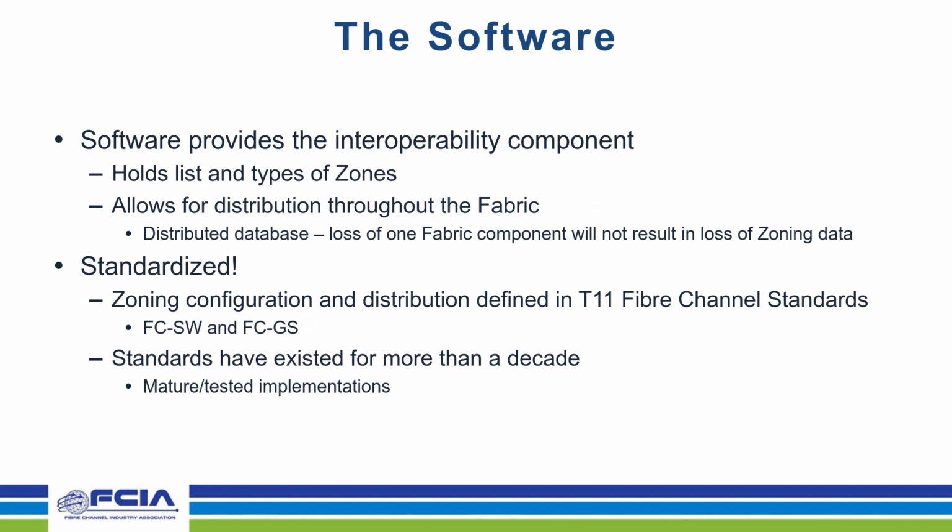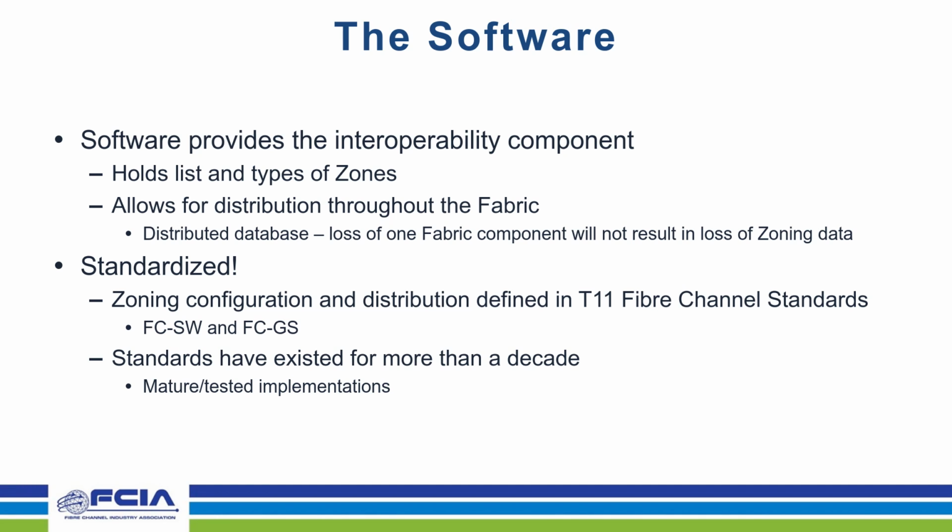Of course, with all hardware, you need to have the software component as well. And the software component provides the interoperability. It holds the lists of zones in a zoning database, and it allows for the distribution of the zones throughout the fabric. And in Fibre Channel, the zoning database is a distributed database, which means that loss of one particular switch or component in the fabric will not bring down the entire fabric. The other switches have a complete view of the zoning database, and they can keep on operating.